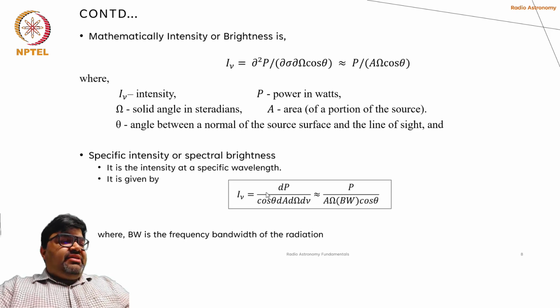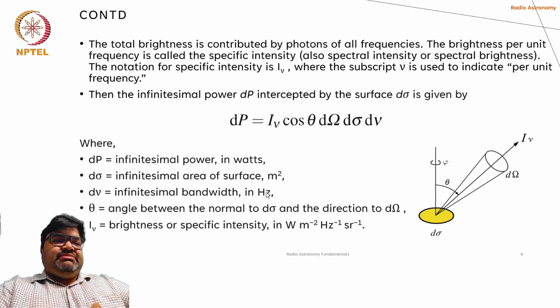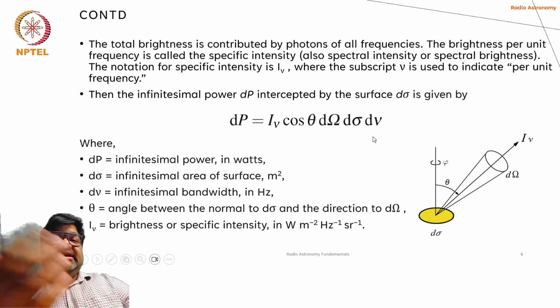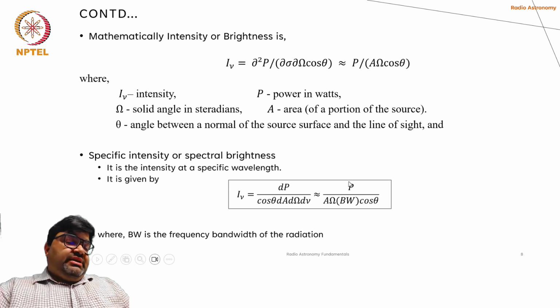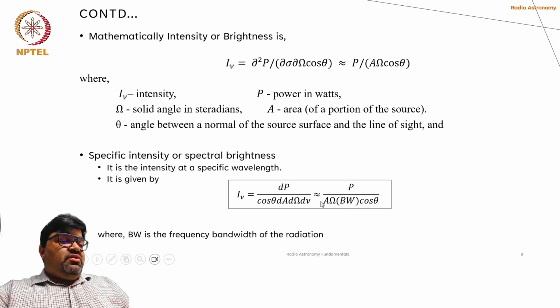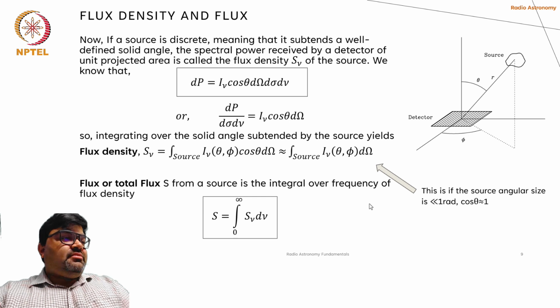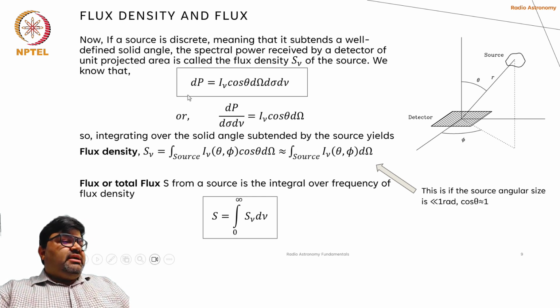So we have the previous definition. We have this dP, the power intercepted by the detector per unit solid angle, per unit surface area of the detector, per unit frequency range. Cosine theta is just the alignment projection to the direct line of sight. So we can rearrange the variables and find that the specific intensity can be given in terms of the power over the area of the detector, over the solid angle, over the bandwidth, times the cosine of theta, which is the angle it makes to the line of sight. So again we are writing the same expression.